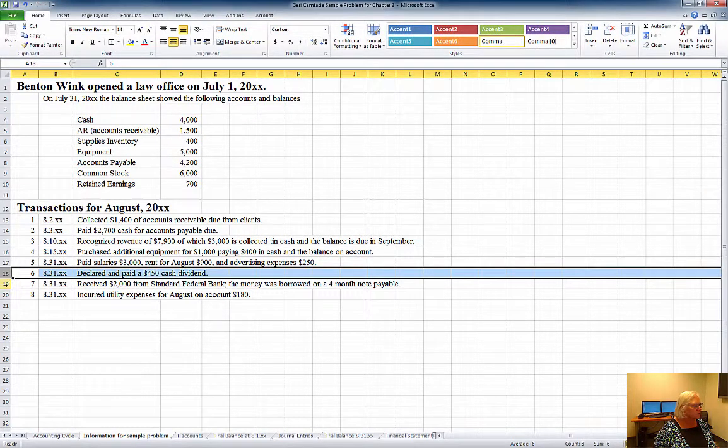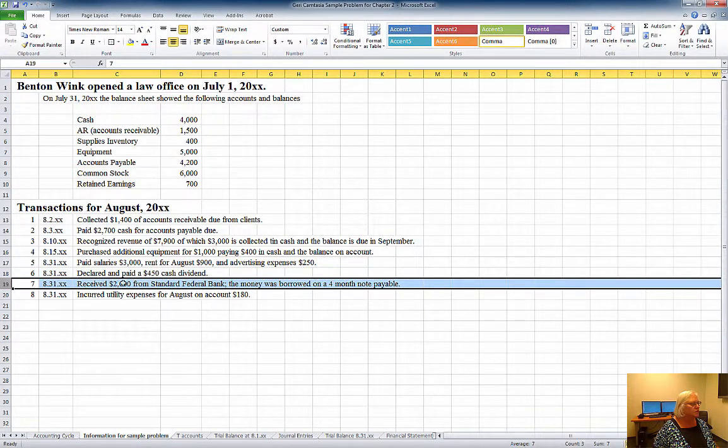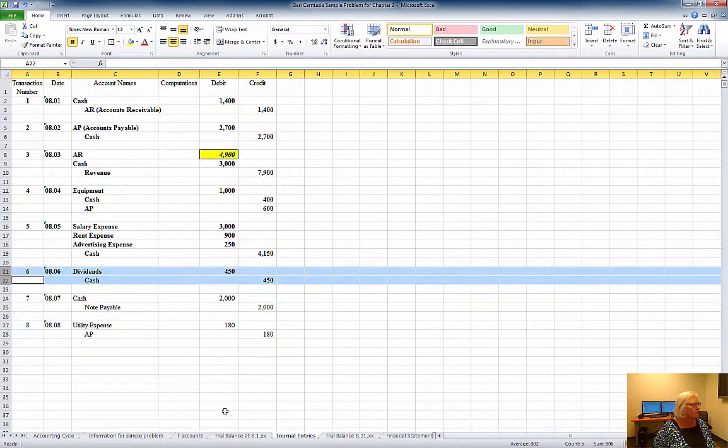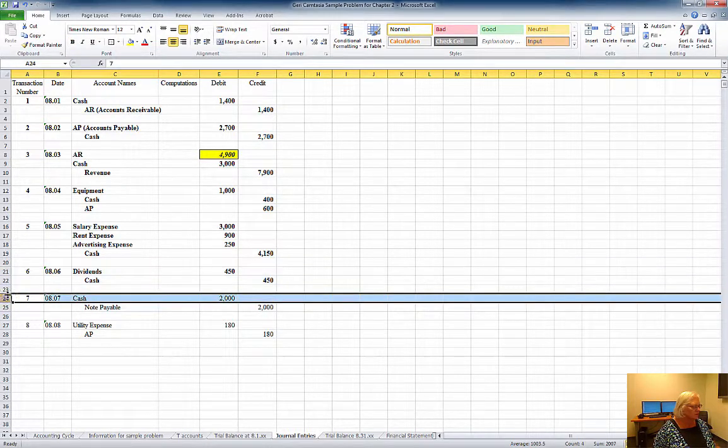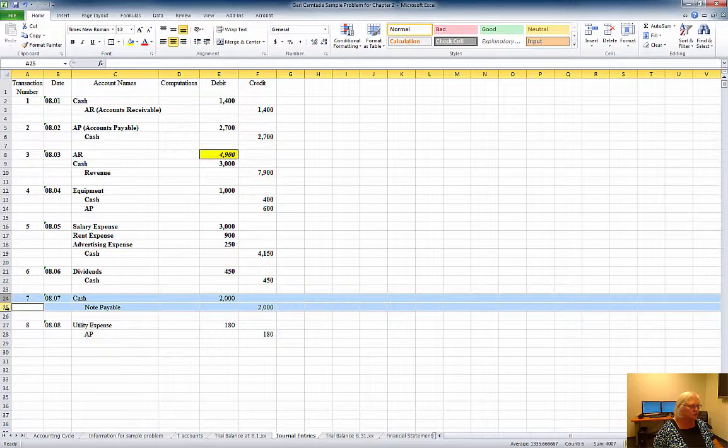All right, transaction 7, we received $2,000 from Standard Federal Bank. The money was borrowed on a 4-month note payable. So we went to the bank, we said, hey, we need a little bit of working capital. Can I borrow $2,000? And the bank said, sure, you're going to make good money. We can do that. So on August 7th, we debited cash and we credited notes payable for the $2,000.